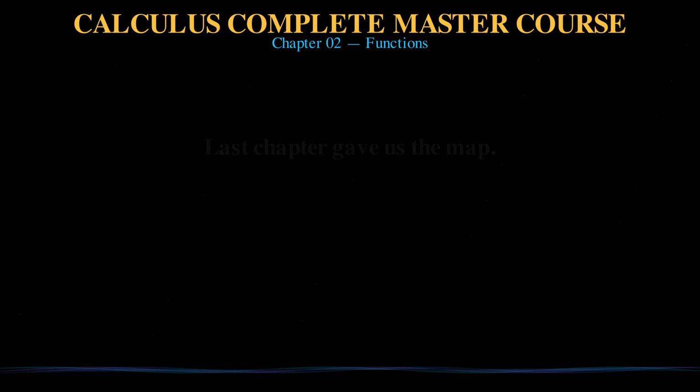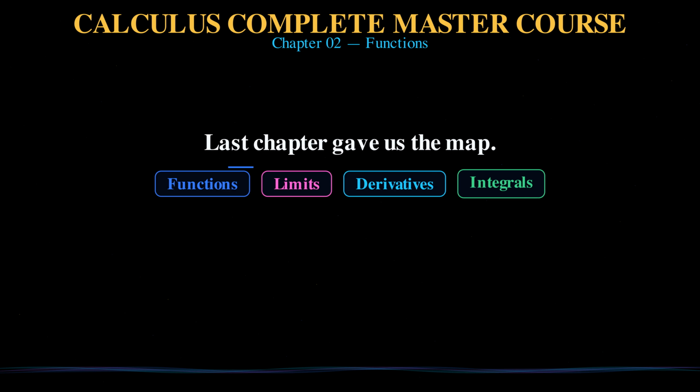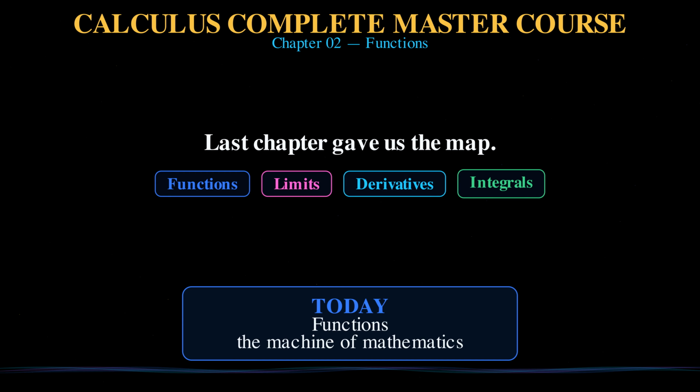In Chapter 1, we built the map of calculus. We saw four words: functions, limits, derivatives, and integrals. Now we begin with the first one, functions, because before calculus can study change, it must know what is changing. This chapter is about the machine of mathematics.